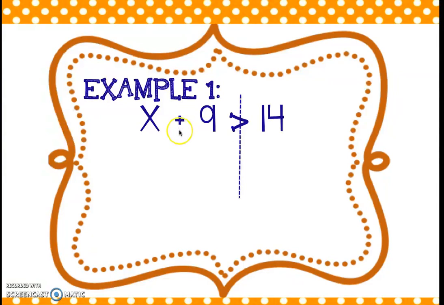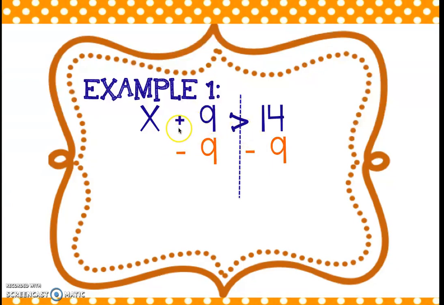The inverse to that is subtraction. And I want to cancel out the add 9 so I can get the x all by itself. So we're going to subtract 9. Now, whatever we do on the left, we also have to come over here and do on the right. So I'm going to subtract 9 on the other side as well.